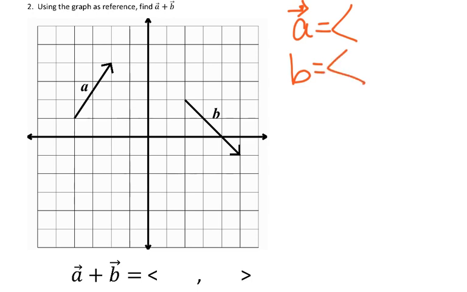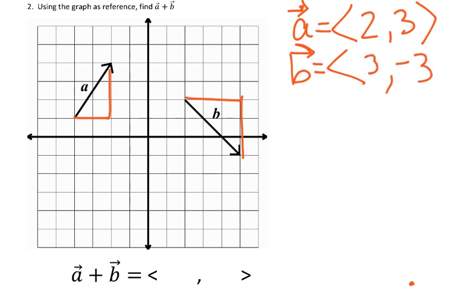Okay, so if I look over at my vectors, A is going over 2, up 3. So my component form would be 2, 3. B is going over 3 and down 3. So 3, and since it went down, it's negative 3.